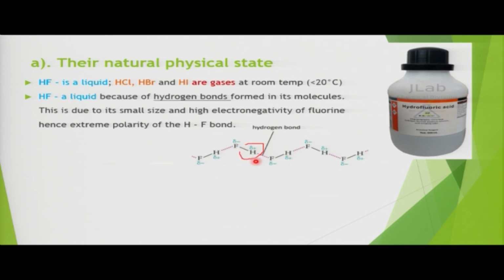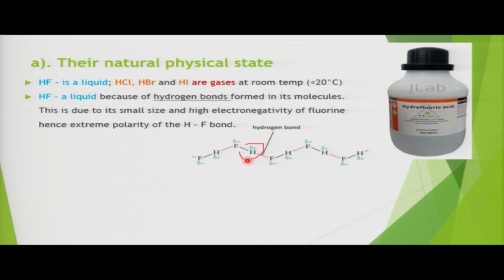So in presence of another fluorine molecule with lone pairs or unbonded electrons, the partial positive charge of hydrogen, or the high charge density of hydrogen, will be attracted to, or will attract, the negative charge on the fluorine molecule.